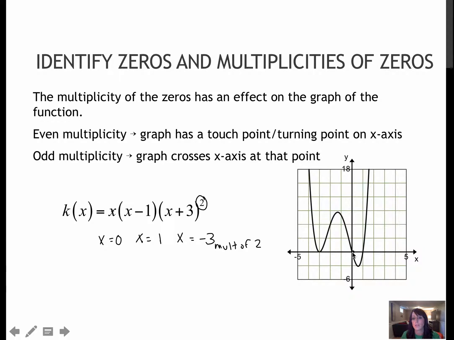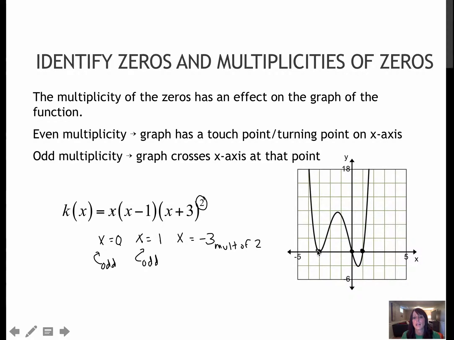X equals 0, notice it's crossing through the point at 0. That had an odd multiplicity because it happened one time, and 1 is an odd number. X equals 1 is right here, and notice the function crosses through that point. Also an odd multiplicity. This has a multiplicity of 2, and look what happens at negative 3.